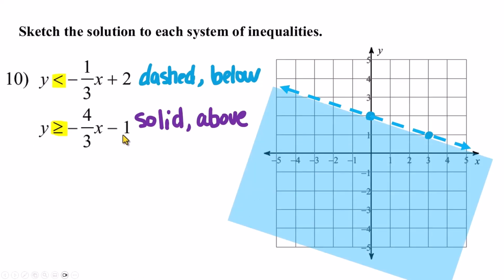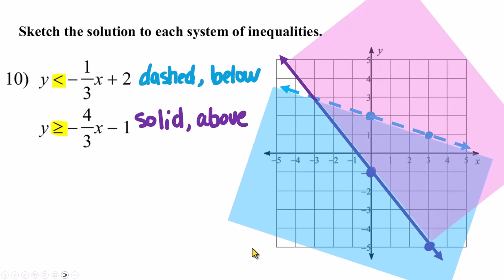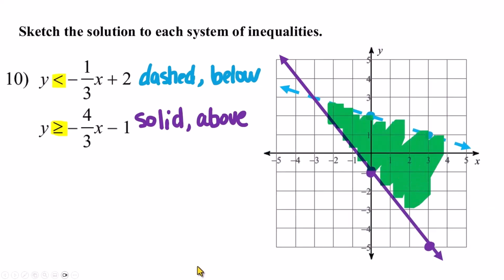Next one, the y-intercept is negative 1, and the slope of this one is negative 4/3. So I'm going to go down 4 over 3, drop a point there. I want a solid line, and that is above. Where these two regions overlap is your answer. So that's this little triangle piece right here. So there it is. That's the answer.